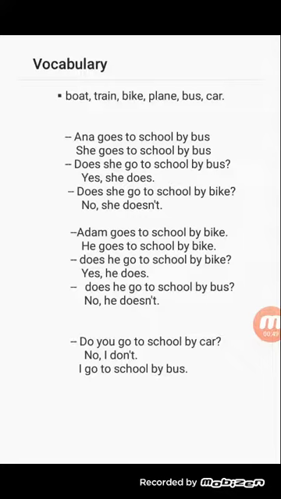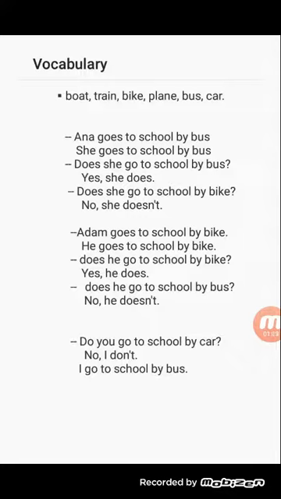Yes, comma, she does. Does she go to school by bike? No, she doesn't. We have no, negative, doesn't. She does not. Short answer, doesn't. No, comma, she doesn't. Yes, she does. No, she doesn't.